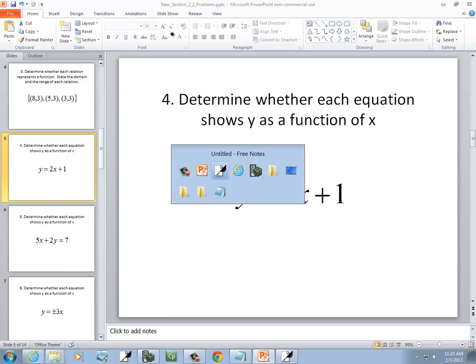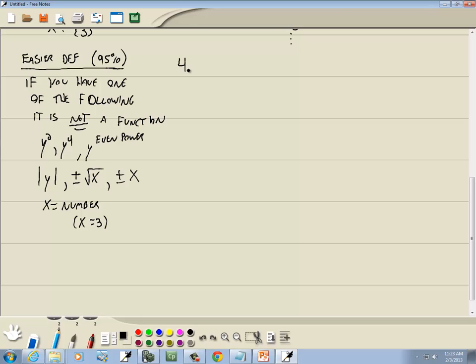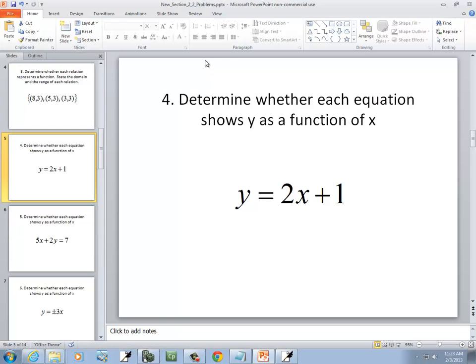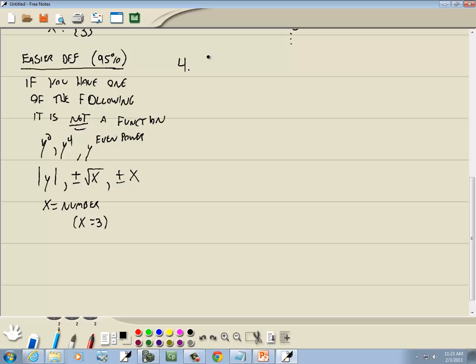Let's look at these next problems. Number 4 says determine whether each equation shows y as a function of x. y is equal to 2x plus 1. It didn't sound right when I said it. So I'll come over my list here and look to see if it has any of these bad items. Well, we can have y to the first power. y to an odd power is okay. We just can't have y to an even power. So this one's okay. This is a function.